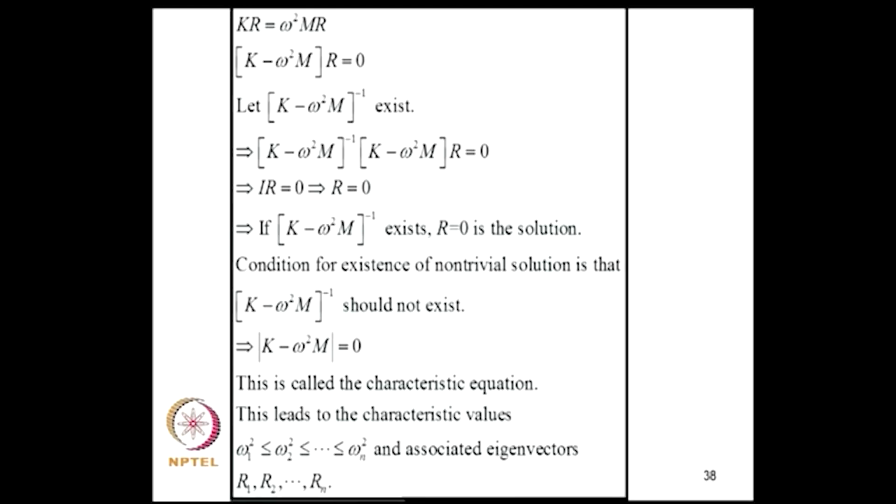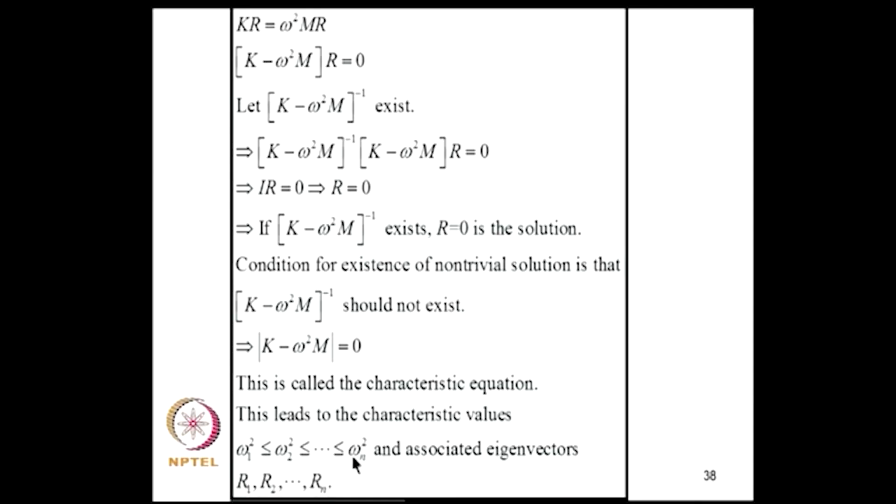To get the eigenvalues we go through the usual argument. This is the eigenvalue problem, which can be rewritten in this form. If the inverse of the matrix K minus omega square M exists, then only r equal to 0 is a solution, which is the trivial solution in which we are not interested. Therefore, for existence of a non-trivial solution, the inverse of this matrix must not exist, and that would mean the matrix should be singular, and the determinant of this must be 0. This is the so-called characteristic equation.